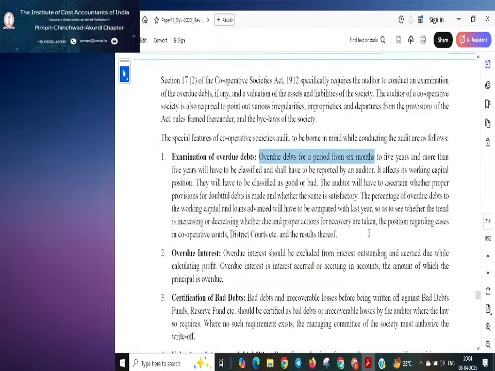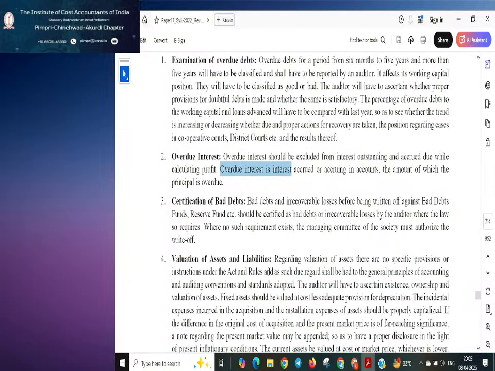Fine, then comes overdue interest. Now what about the interest that you got to charge? Already there will be interest on the outstanding amount. If it is overdue, what is the rate of interest charged? And overdue interest should be excluded from interest outstanding and accrued due while calculating profit. It will be interest accrued. Okay, so this is very important. How is overdue interest treated? It is treated as interest accrued or accruing in the accounts, the amount of the principal of which is overdue.